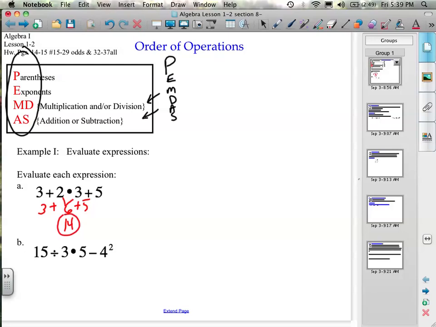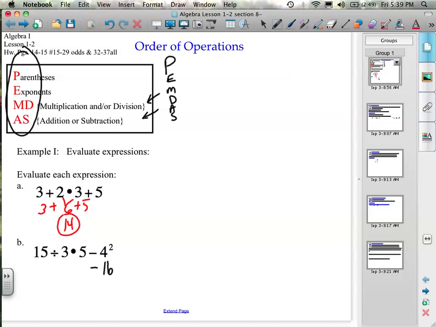In situation B, now we look for it. We have no parentheses, so we're all set. We go to exponents. We have 4 squared, and that means 16. The subtraction sign drops down. Now we have division and multiplication side by side. According to PEMDAS, we should multiply first.